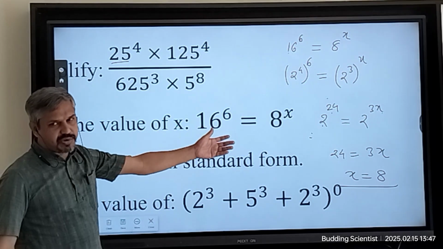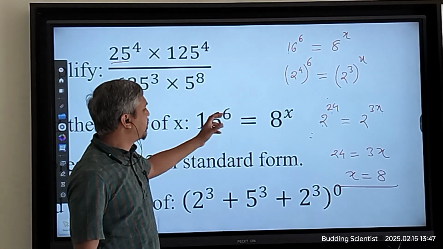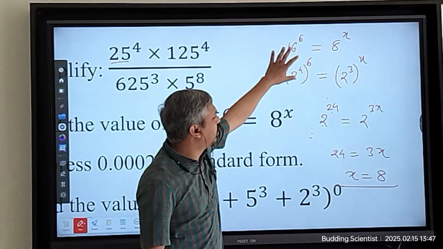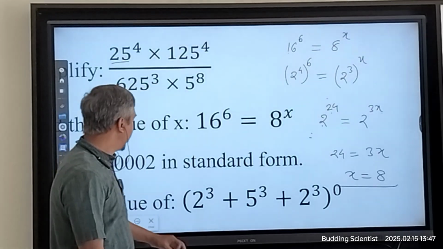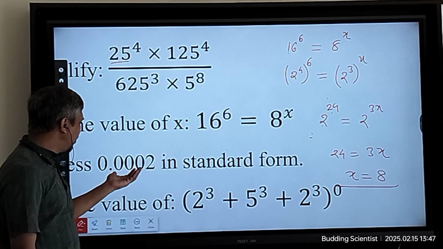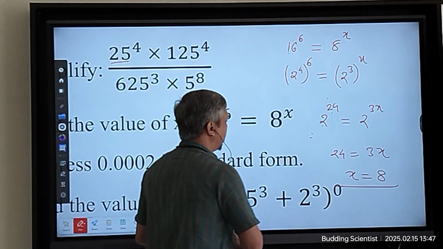If you get this kind of question, you are very lucky because there is very little possibility of making a mistake in this kind of problem. Most of the time, most of the students get this kind of problem right. Next question: express 0.0002 in the standard form.